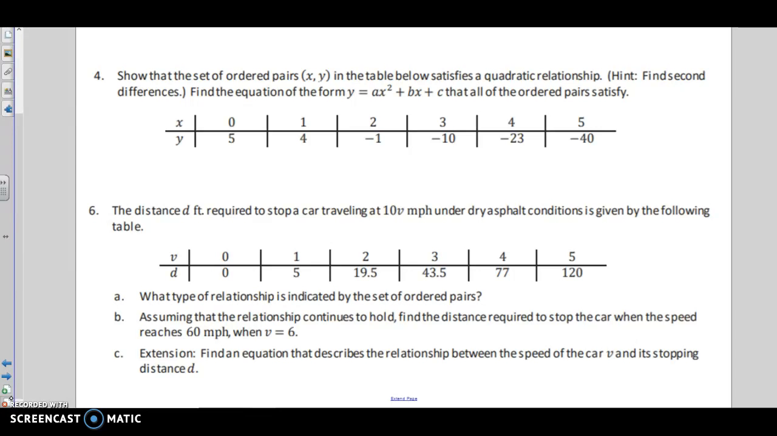Again, finding what kind of relationship, linear, quadratic, or cubic, and determining the equation of a car and its stopping distance. Let me know when you are done with the practice, and I will post a solutions video for 2, 4, and 6.